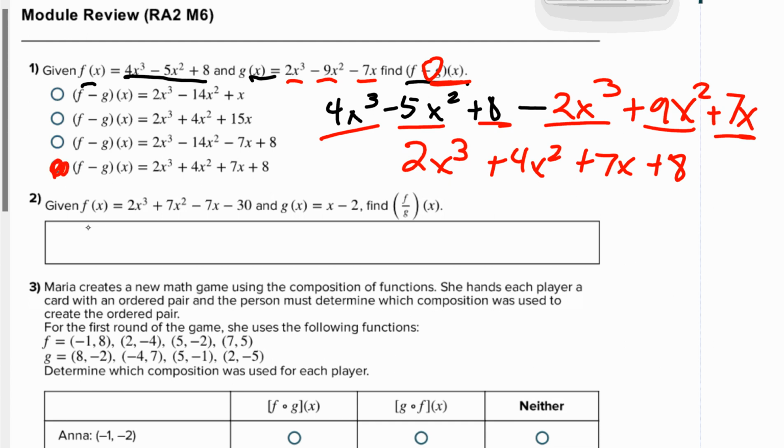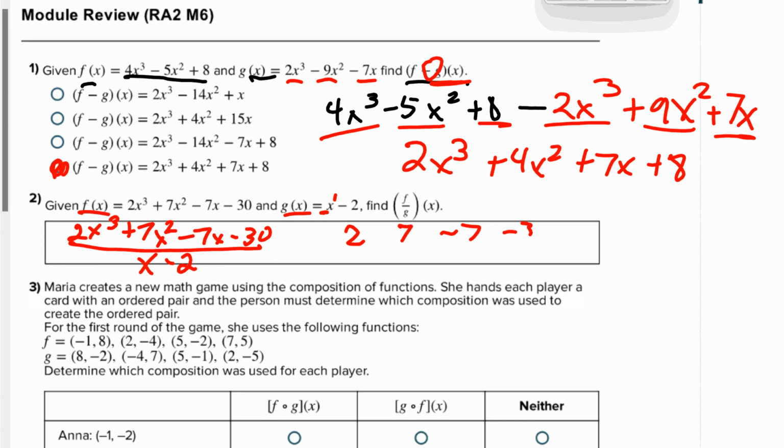Okay, then given this function and given this function, divide them. So then you just take the top and divide it by the bottom. So there we can do synthetic division because we have a degree of 1, right? And there's no lead coefficient here. So we can just list our coefficients: 2 is the cubed, 3 is the squared, negative 7 is the 1, and then we have our constant, right?